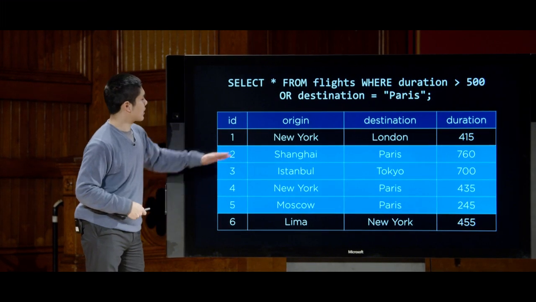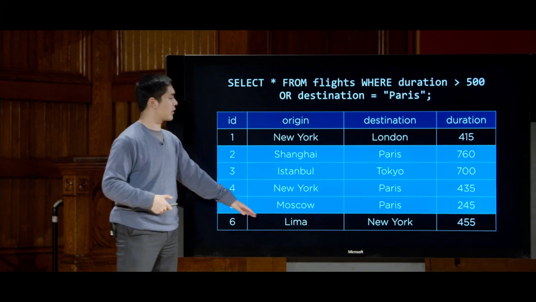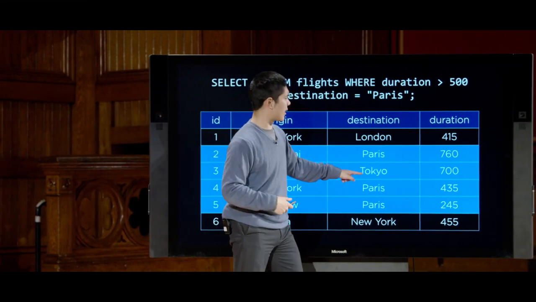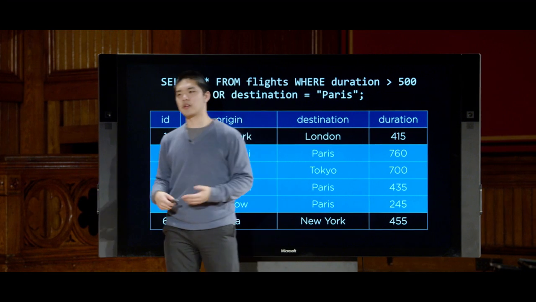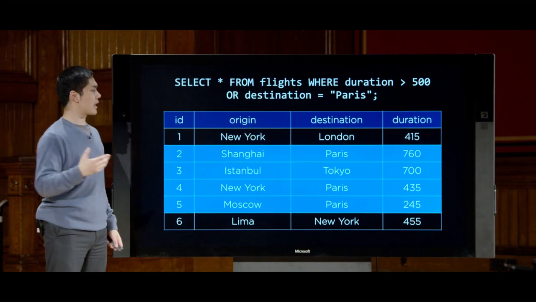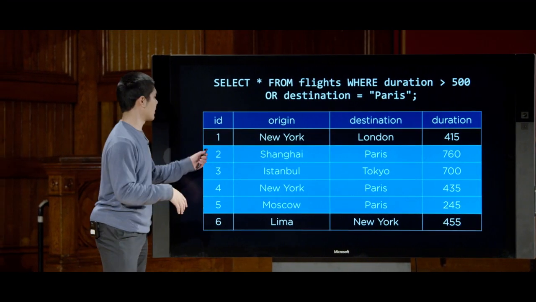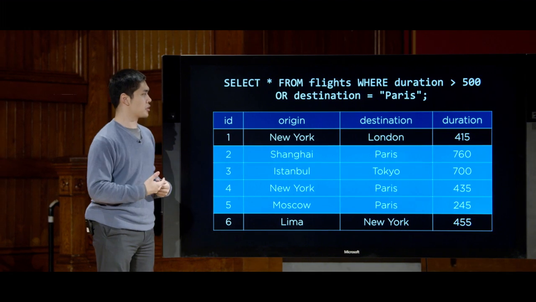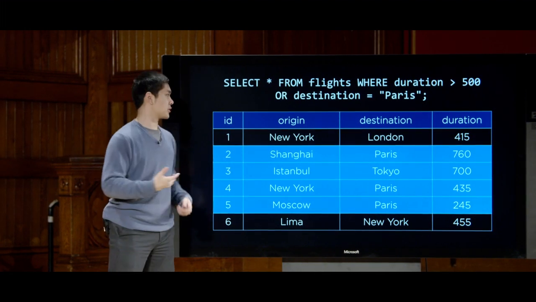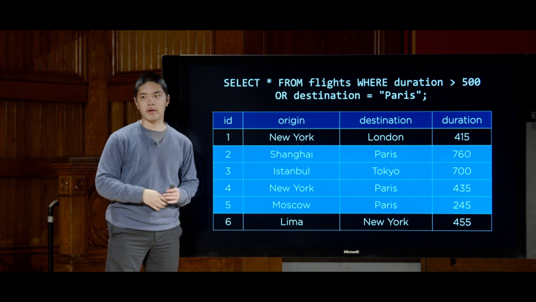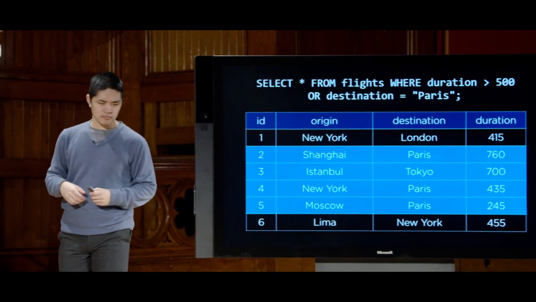And so what I get back are some of the rows where the destination is Paris, some rows where the destination isn't Paris, but the duration is more than 500 minutes, and of course, any row that satisfies both of these constraints, in particular, flight ID number 2, gets returned as well when I run this particular query on this table. And there are other types of queries I can perform in addition to that.